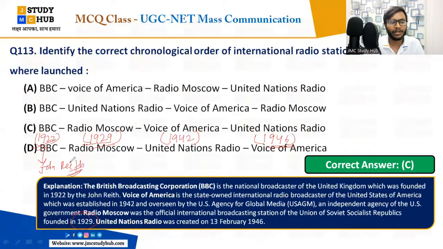Very much important. BBC stands for British Broadcasting Corporation. It is the national broadcaster of the United Kingdom, which was founded in 1922. Very much important. John Reith is associated with it, and they can ask you questions. John Reith is associated with which of the international radio stations? Everybody.